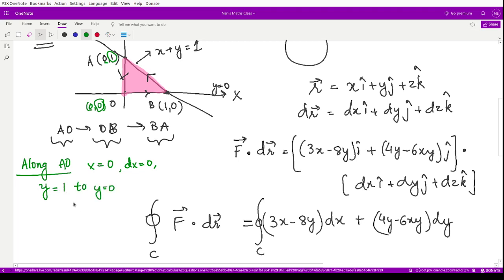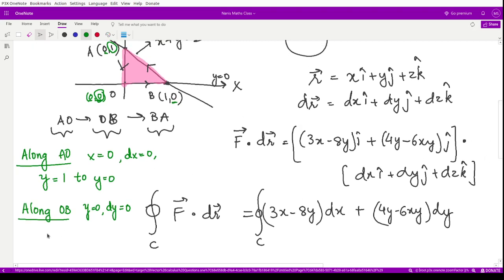So this is what happens when you move from A to O. In a similar manner, when you move from O to B, let's see what happens. What remains constant here? Here you see y remains constant. So if y is 0, that means this dy is also 0. Y is 0 here, right? And if y is 0, here x changes from the point 0 to the point 1. You may see from here, right?